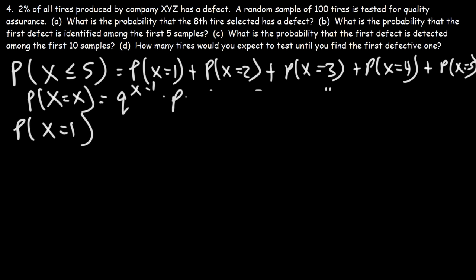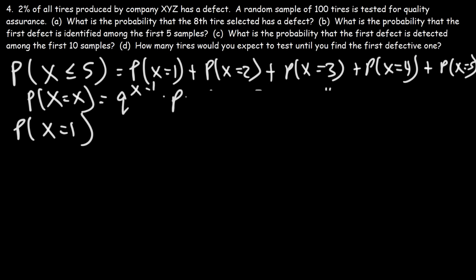Now, let's calculate the probability that x is greater than or equal to 31. So this is the same as x is greater than 30, because that would still be 31 to infinity. So we're going to use this formula. It's simply q to the x. So that's going to be 0.98 to the 30th power, which is 0.54548.